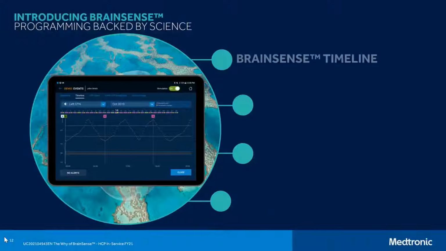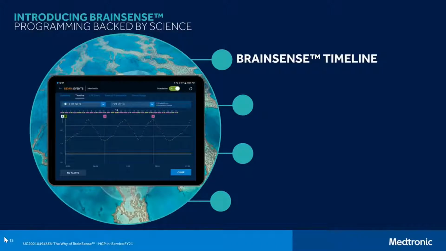So the first feature we'll look at today is BrainSense Timeline. And BrainSense Timeline is much like your home base on the tablet for all of your recorded sensing data. So this is where you'll find all of the data that's been collected while the patient was out of the clinic, where it's conveniently laid out in a calendar-based format.